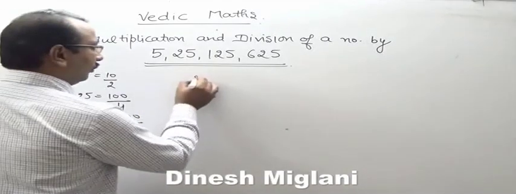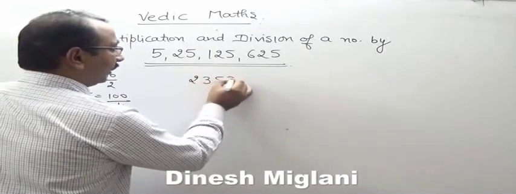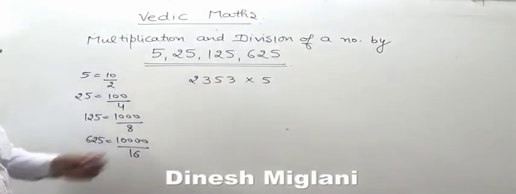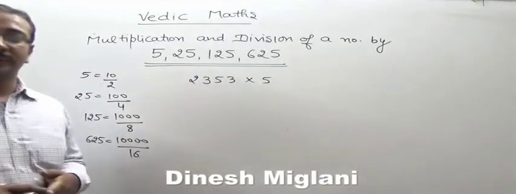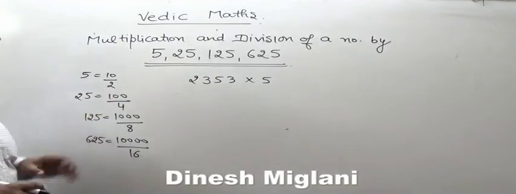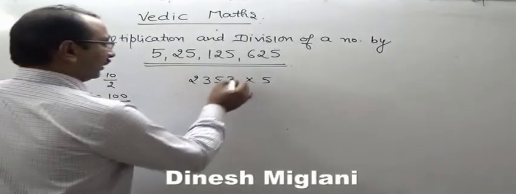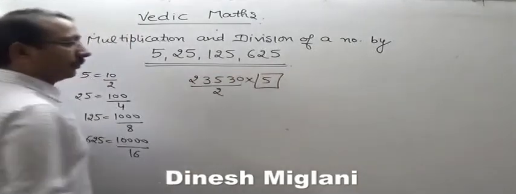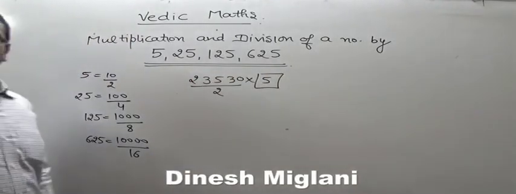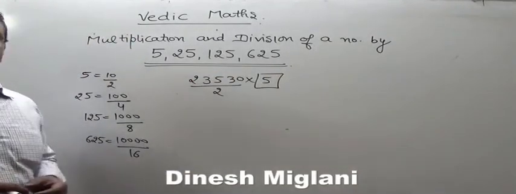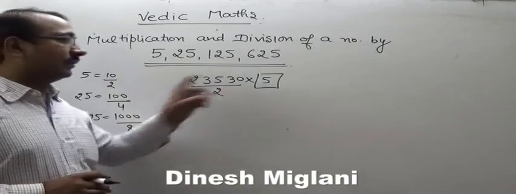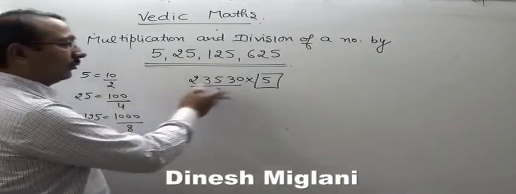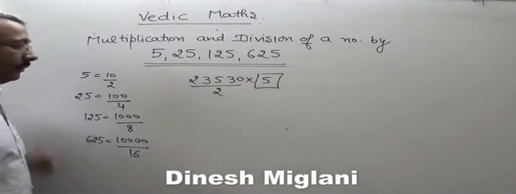Suppose you have to multiply 2353 into 5. One approach simply states just multiply by 5. Everyone knows how to multiply by 5. But if you go by this, I can say just put 0 behind it and divide by 2. That's the same result, because we know that 5 is taken as 10 by 2. If I multiply a number by 10, it means I have to put 0 behind it and divide by 2. Now solve it. You just have to divide by 2.